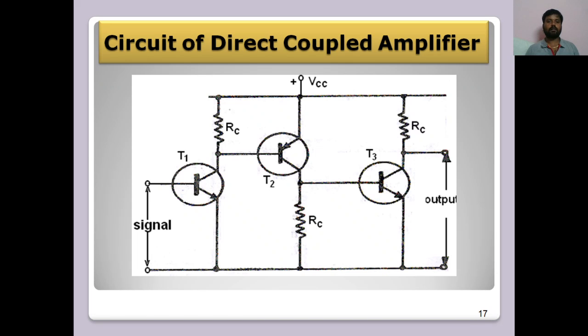The circuit diagram of the direct coupled amplifier. Here it shows the circuit diagram of the direct coupled amplifier. See, there are three transistors, that is three stages. The input signal is applied to the base of transistor 1 here.